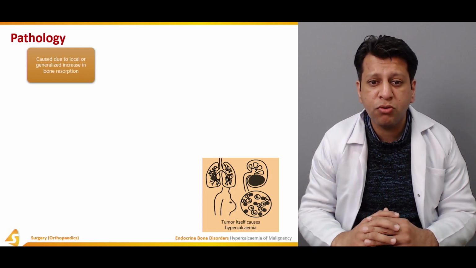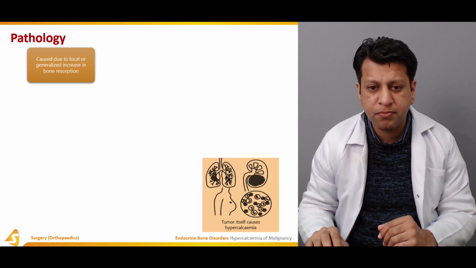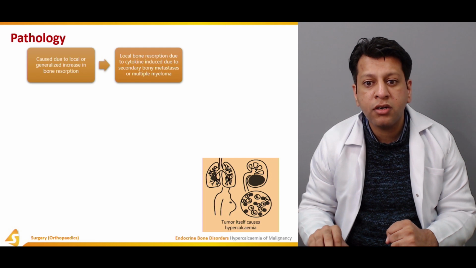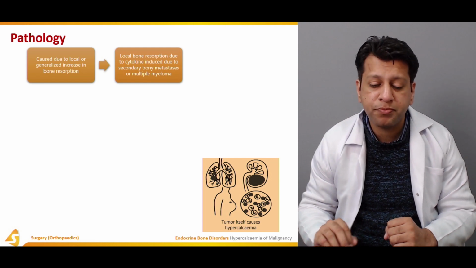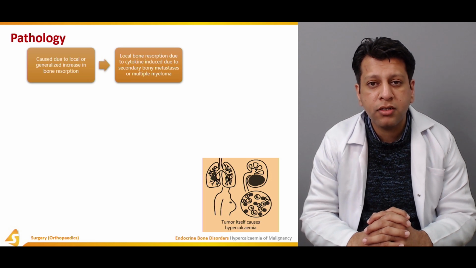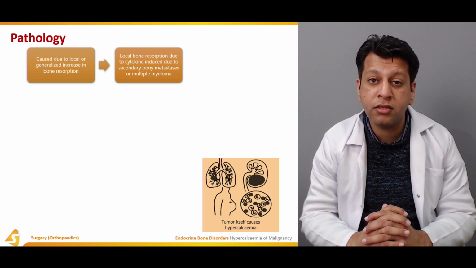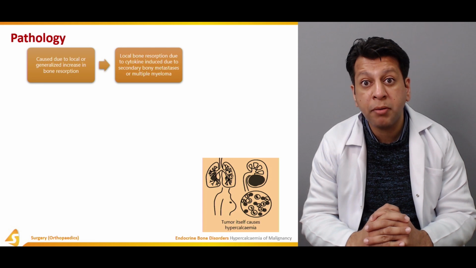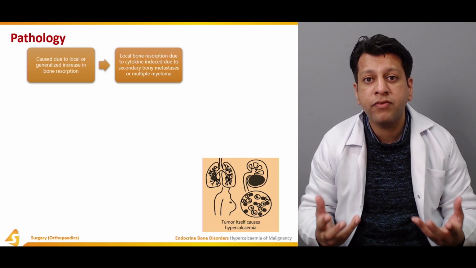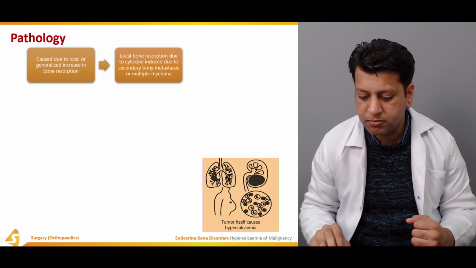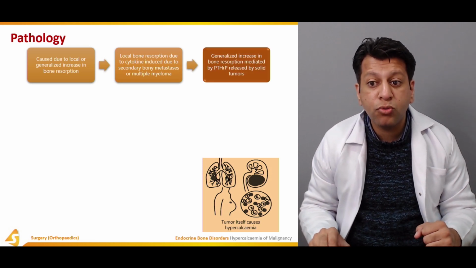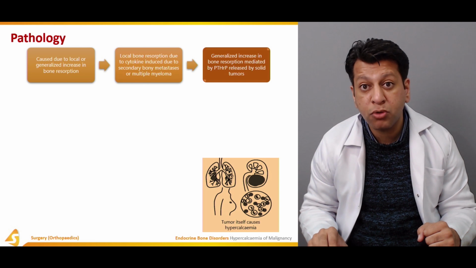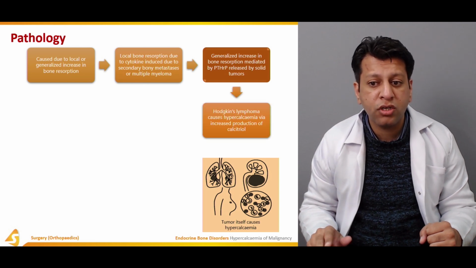Some of the causes may be due to a local or generalized increase in bone resorption. Local bone resorption is due to cytokine-induced secondary bone metastasis or multiple myeloma. In multiple myeloma, they increase cytokines which may mimic the function of parathyroid hormone, called parathyroid hormone-related peptides, which function as if it's a kind of functioning hyperparathyroidism. There's a generalized increase in bone resorption mediated by parathyroid hormone-related peptide-like hormone released by solid tumors, especially the bronchogenic CA of the lungs.